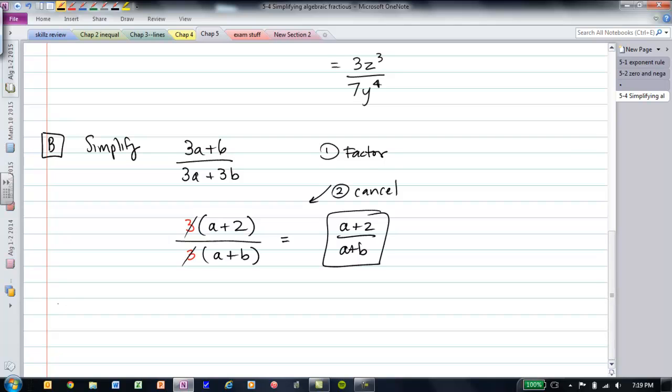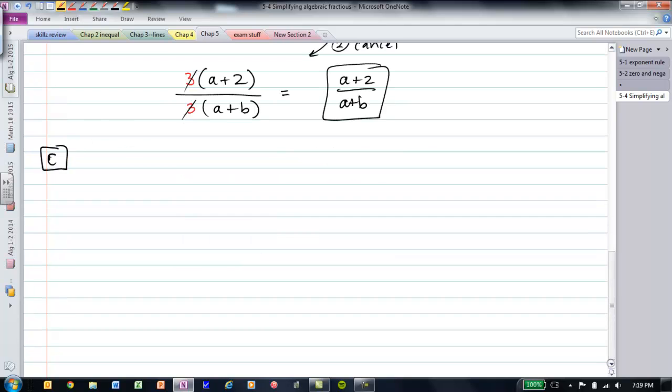Alright, here is another example. Again, the directions are going to say simplify.